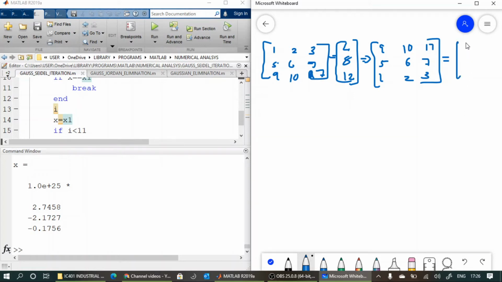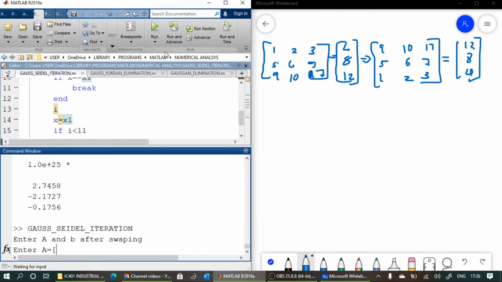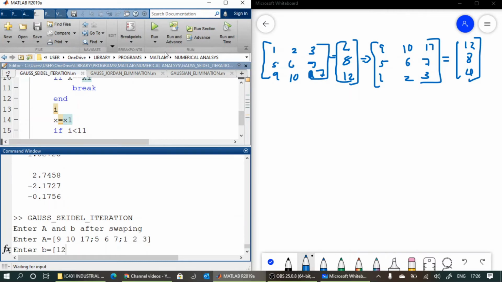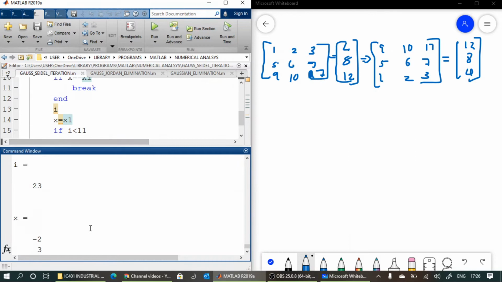Now what about the output matrix? 2, 8, 4. This one is after swapping. Now check it: 9, 10, 17, 5, 6, 7, 1, 2, 3. Now the output is 2, 8, 4, a column vector. First iteration, second, third, fourth, fifth, sixth, 10th iteration. Now you have a solution after the 23rd step. Is it okay?